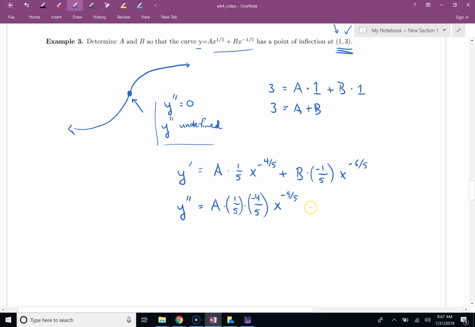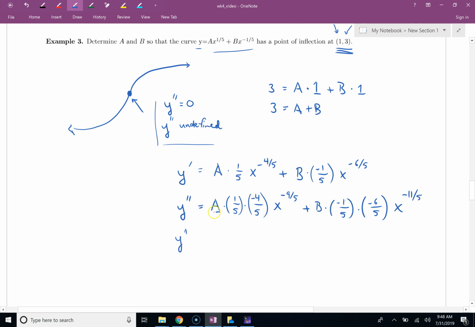All right, and next up, let's take the derivative here. So again, b is along for the ride. -1/5, this is a constant, it's along for the ride. And take the derivative, so my -6/5 comes down, and I reduce my power by 1, so this comes to -11/5. All right, so we can clean this up a little bit. We have to multiply a bunch of fractions together.